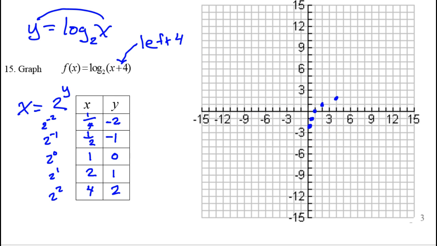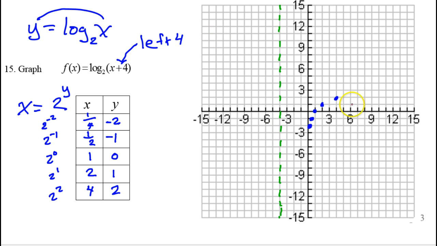But first, there is going to be a vertical asymptote that we're dealing with. Normally, the vertical asymptote would be the y-axis. But because we're moving left 4, that means the vertical asymptote will be over here at -4. You should draw that, though. Draw your vertical asymptote as a dotted line. Don't skip that. Do not skip that step.